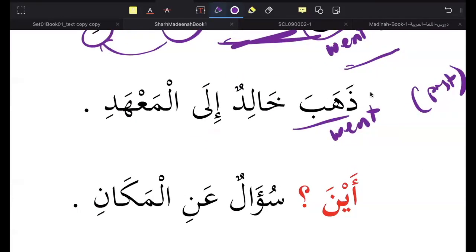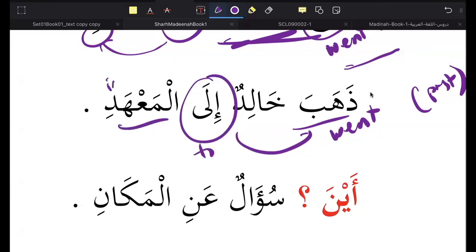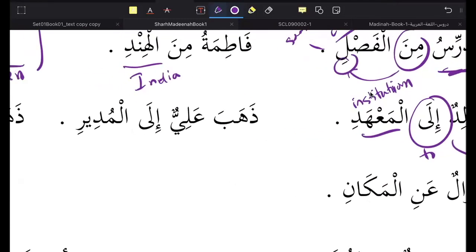Then we have ذهب خالد إلى المعهد. ذهب, to go, it's the past tense. So Khalid went إلى, to, al-Mahad. Mahad is institution. So it's not like a college or university, it is the institution, smaller than a college. So you have the institution, then you have Kulliya, which is the college, and then you have Jamia, which is the university.